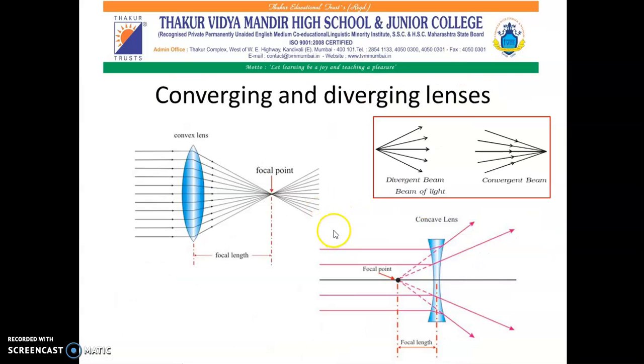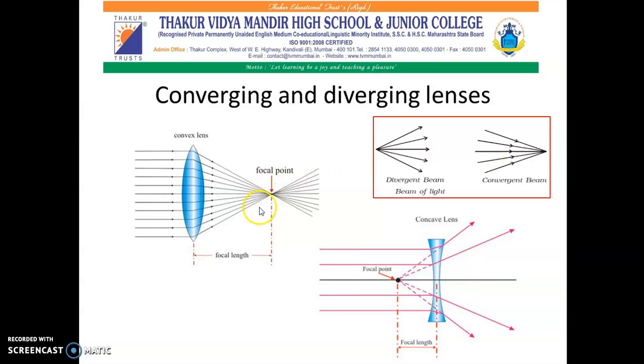Now, let us understand why a convex lens is also called a converging lens and a concave lens is also called a diverging lens. You are very well aware of the terms divergent beam and convergent beam of light. You have studied this in your 9th class in the chapter Reflection of Light. Divergent beam of light means the light rays are diverging from a single point in different directions, whereas in a convergent beam the rays of light meet at a single point.